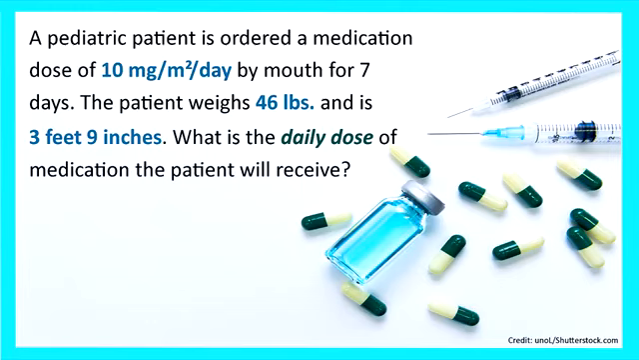So to solve for that, we need to know what the physician ordered. The physician ordered 10 milligrams per square meter per day. That's important. Now for 7 days, that's just really a distractor. So we know the patient's going to be getting this for 7 days, but the problem wants to know the daily dose. And because this medication is expressed in square meters, this is a body surface area calculation. So we need to know the patient's height and weight, and they give us the patient's weight in pounds and their height in inches. So we're going to use that household system formula.